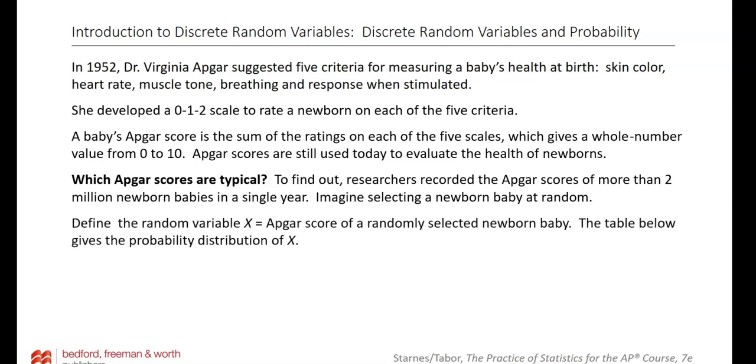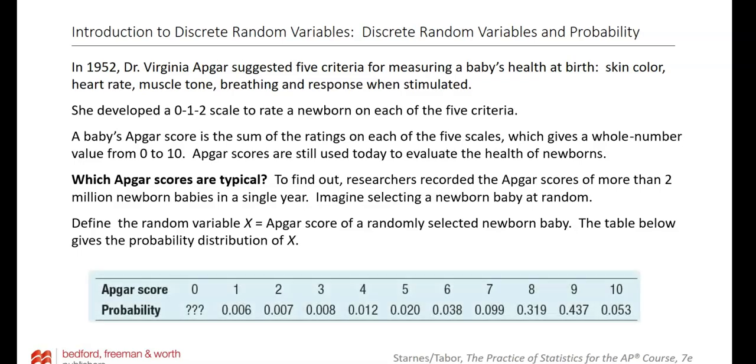So define X as the Apgar score of a randomly selected newborn baby. So our random variable we're scoring here is the Apgar score. We know the lowest is 0. The highest score you can get, the very best, is 10. That means you're super healthy, evidently. So these are the different probabilities of those happening. This is just from experience.